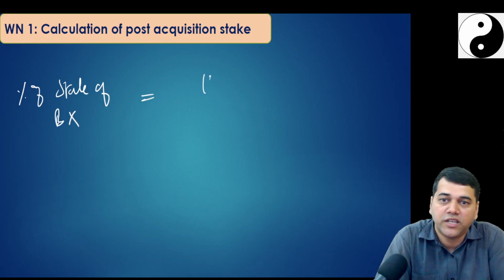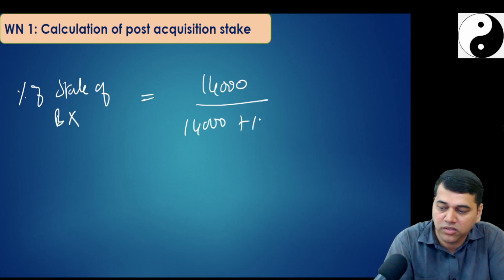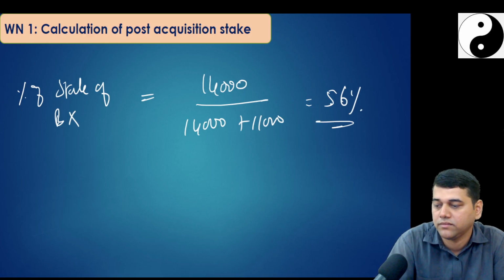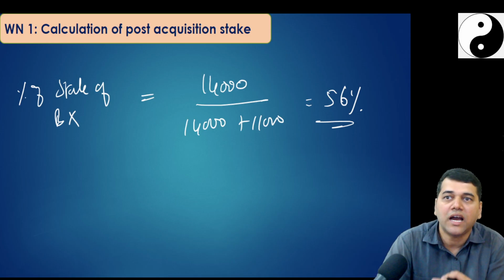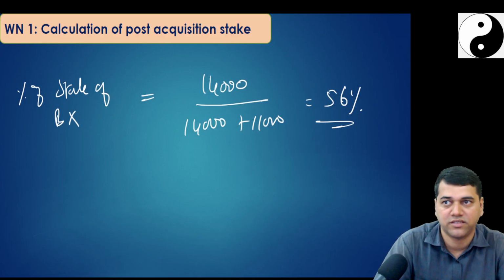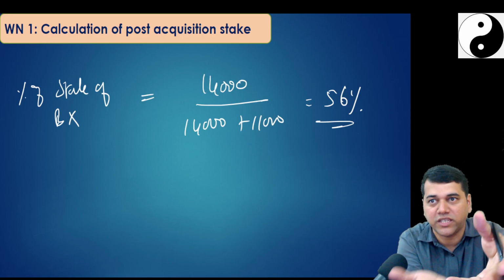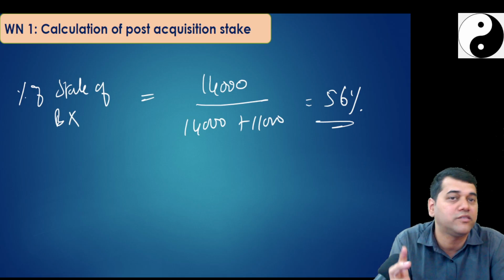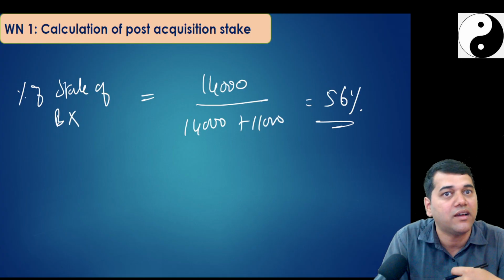So what is the percentage of stake? It is the 14,000 business value of BX divided by 14,000 plus 11,000. So they are going to maintain 56% post acquisition. That means they are going to give you ABX shares. Since you are the accounting acquirer, it sounds like you are giving your shares. What is the fair value of your share? Because when we calculated the purchase consideration in the normal combination, we took our share and multiplied with our fair value, no?